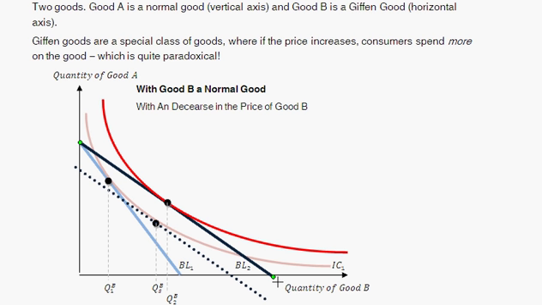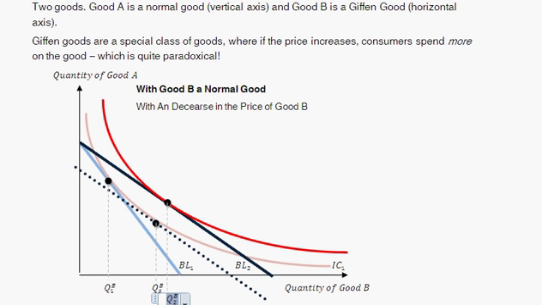Since this is a normal good, we have a very normal looking indifference curve. This indifference curve I tried to draw as parallel as possible to our initial budget line. So we have our final consumption bundle after the decrease in the price of good B at this point here. We shifted from this point to this point, given a decrease in the price of good B. So we started off at this quantity of good B, and we shifted to this quantity of good B.